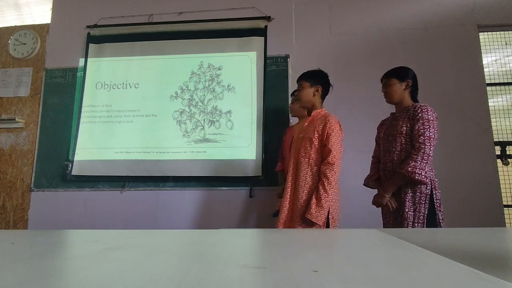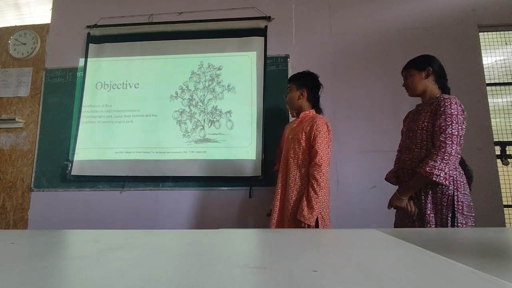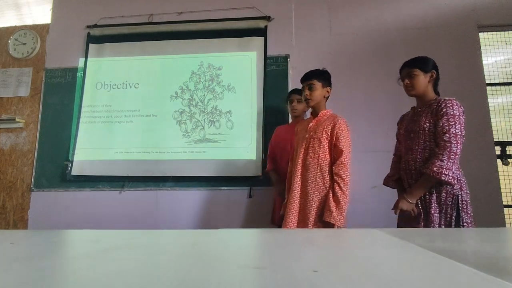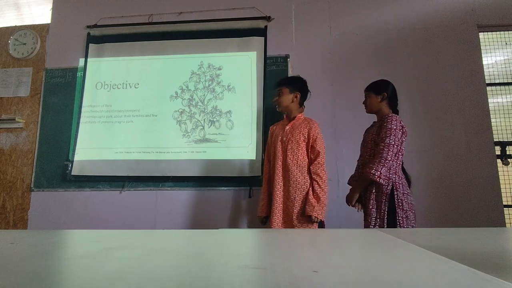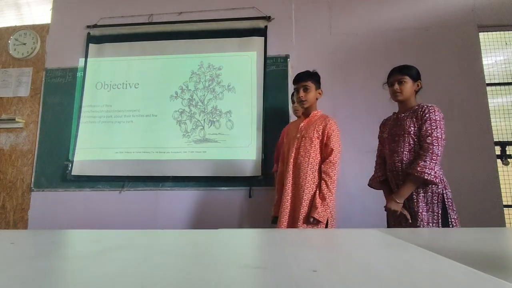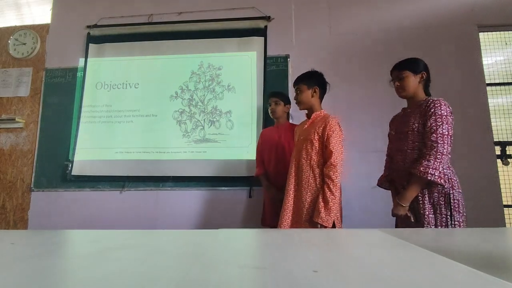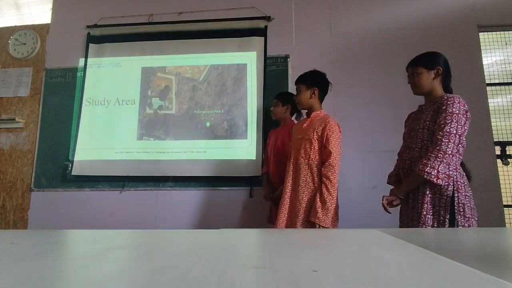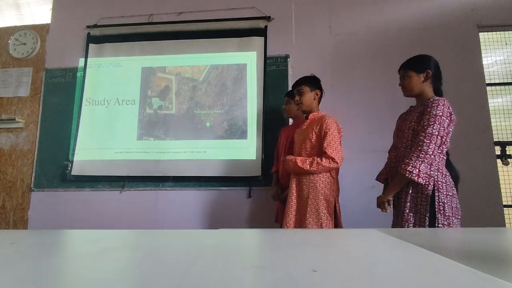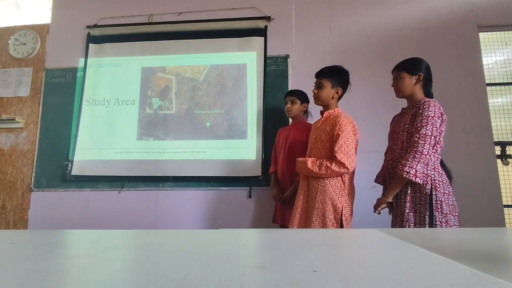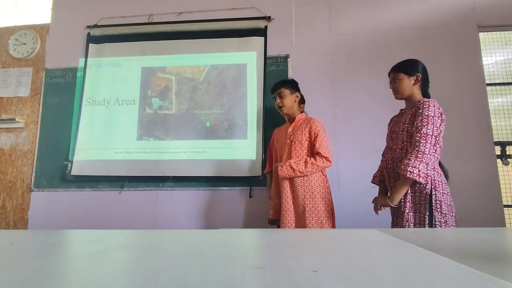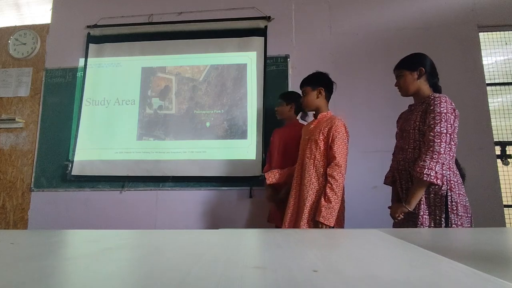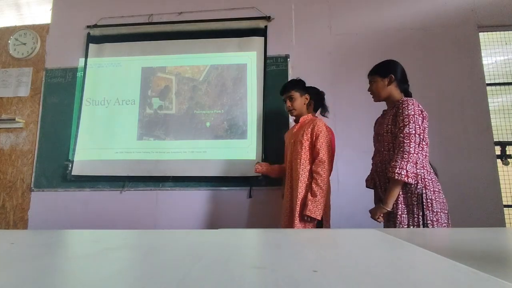Identification of flora of Monopragna park. About their families. By families we mean trees, herbs, shrubs, climbers and creepers, and a few inhabitants of Monopragna park. This is our study area. We studied about 15 plants here. Advaita will tell.